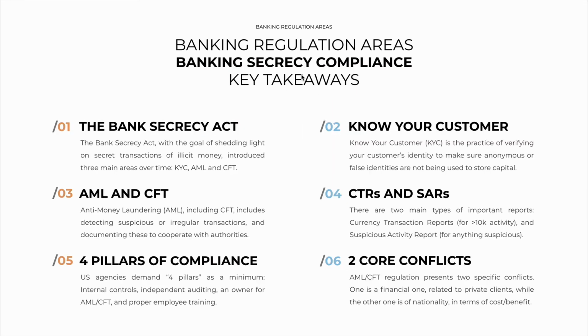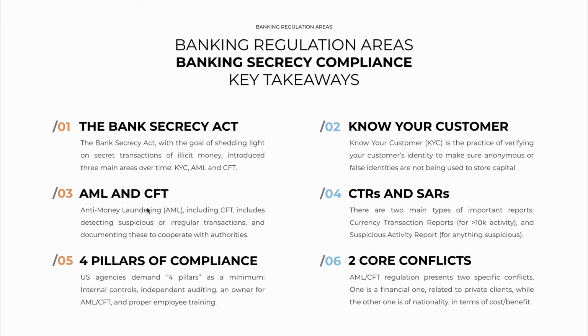What are our key takeaways here? The first is the BSA, or Bank Secrecy Act of 1970. It had the goal of shedding light on secret transactions of illicit money, and it introduced three main areas of anti-crime compliance, which evolved to be in the present: know your customer, anti-money laundering, and counter-financing of terrorism. Know your customer, in specific, is the practice of verifying your customer's identity to make sure that anonymous or false identities are not being used to store capital or to transfer it.